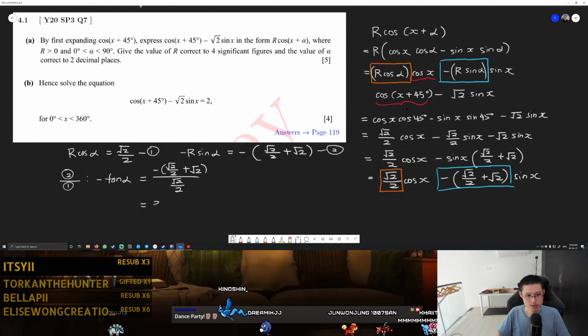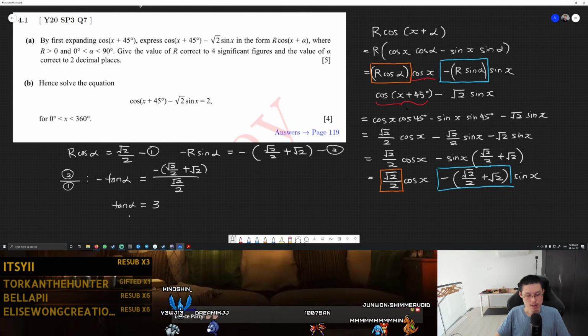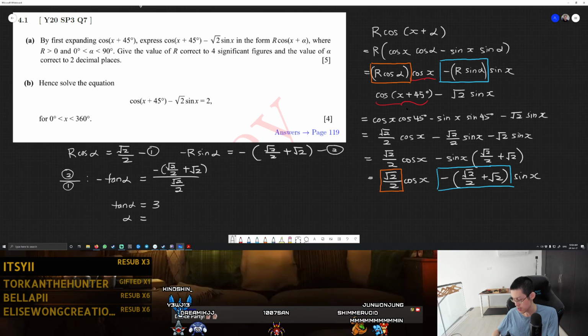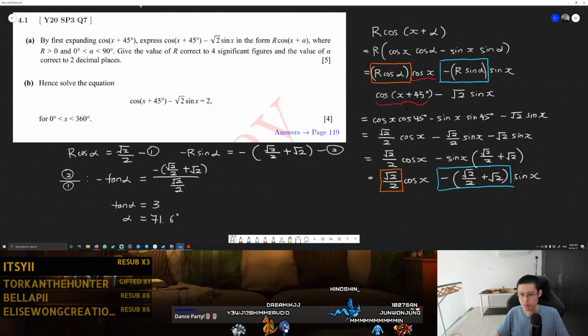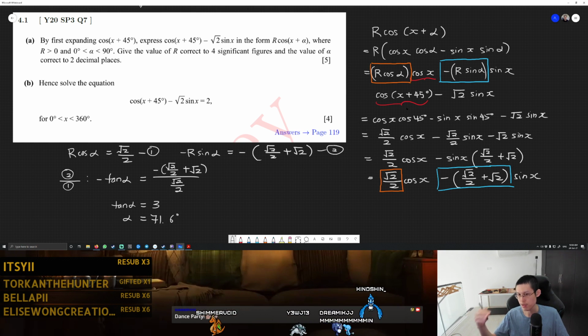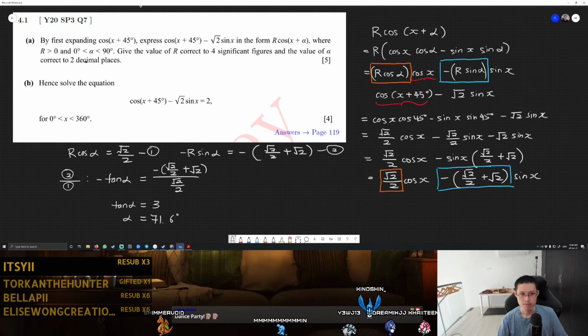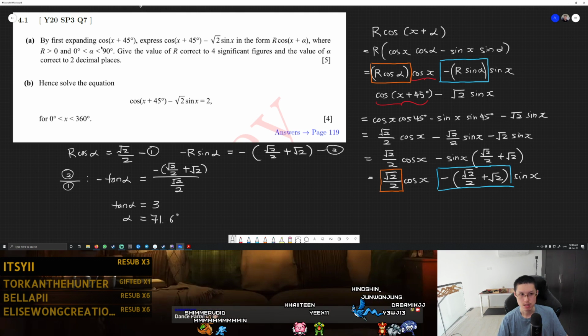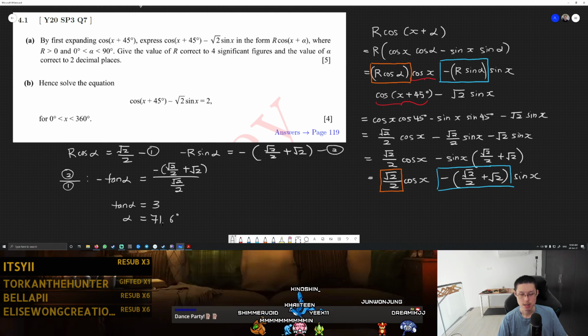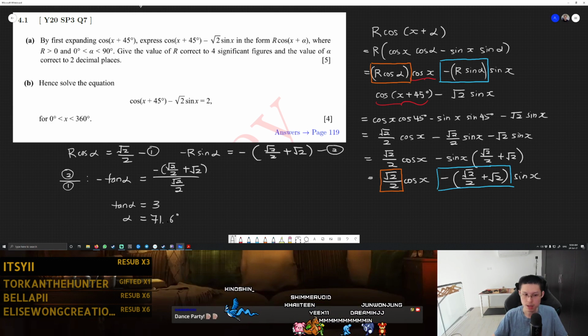Right, so you end up with 3. Therefore, alpha should be the arctangent of 3, which would give you 71.6 degrees. So usually this is the principal angle and you have to do the CAST diagram, right? But if you look at the question, alpha is between 0 and 90. So we don't have to worry about the other angles in the CAST diagram because we're only interested in the first quadrant. So that is actually our answer already. So we can stop there.